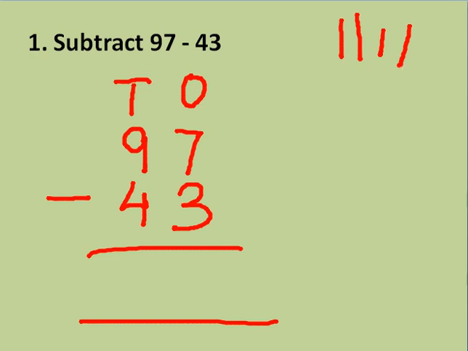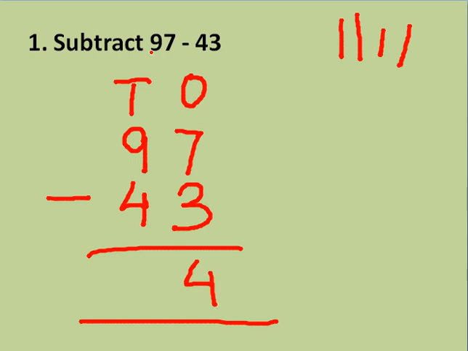So how many standing lines did I get? You can do it on your fingers also. Okay, now how many standing lines did I get? 6, 5, 4, 3. 1, 2, 3, 4. 4 standing lines. So 7 minus 3 is 4.